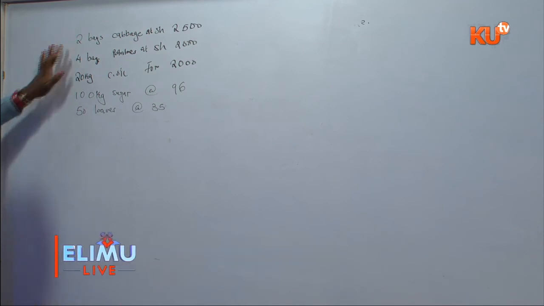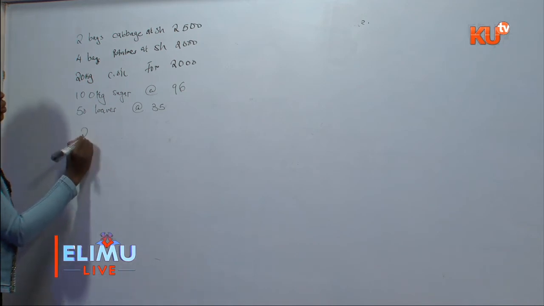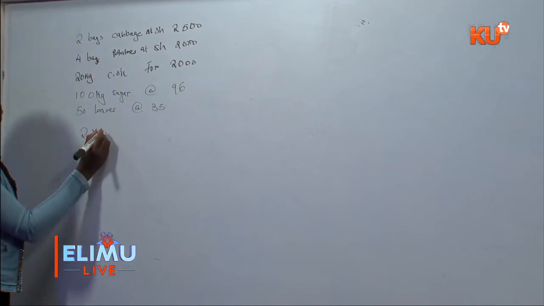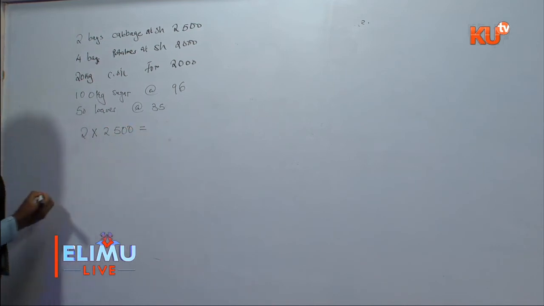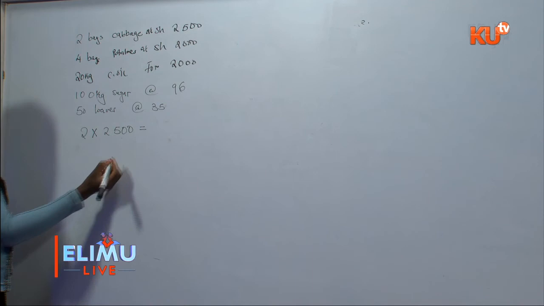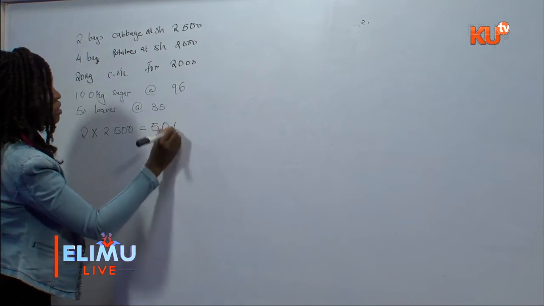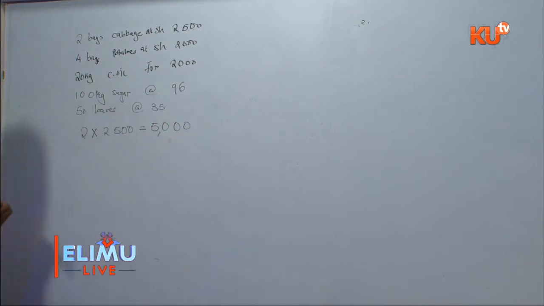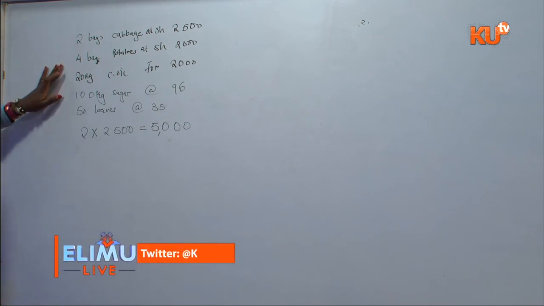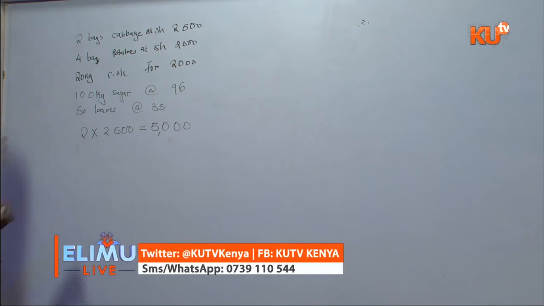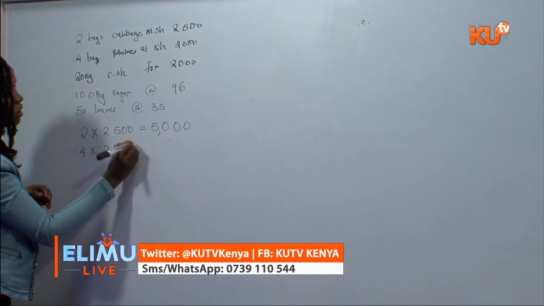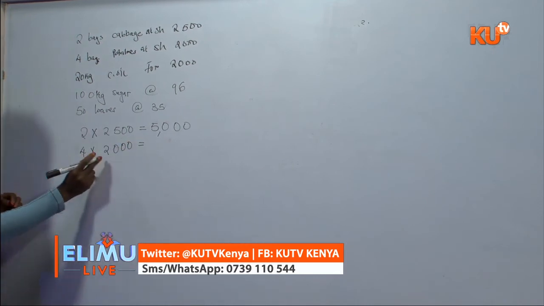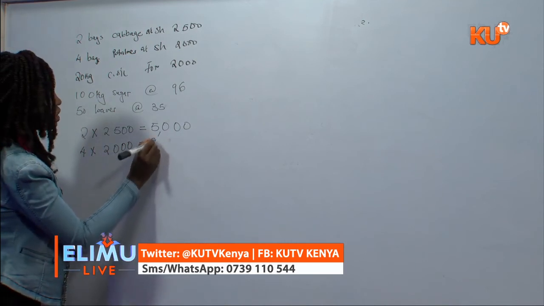2 bags of cabbage at 2,500. So the number of bags were 2 times the cost of 1 bag was 2,500. 2,500 times 2, we get 5,000 shillings. Then 4 bags of potatoes at 2,000. So it is the number of bags times the cost of 1 bag. 4 times 2,000, we get 8,000.